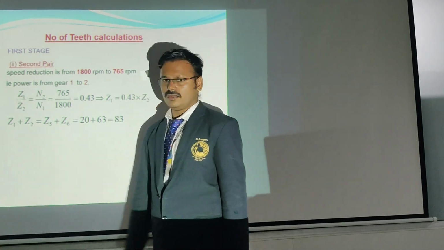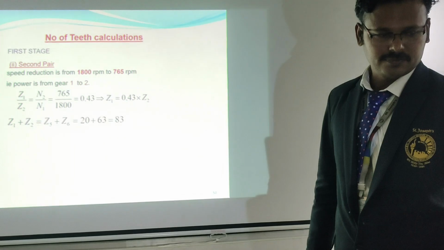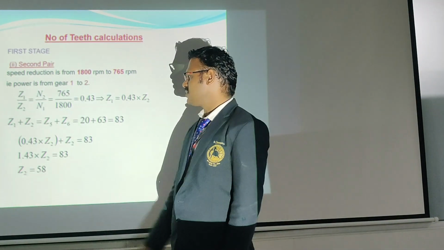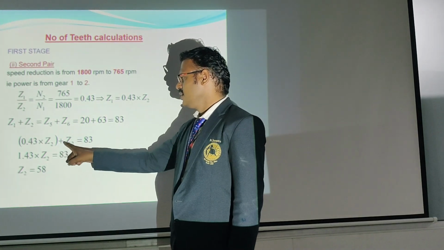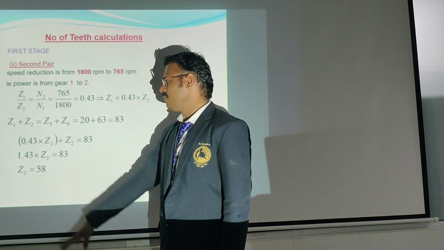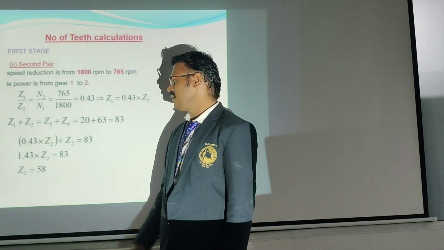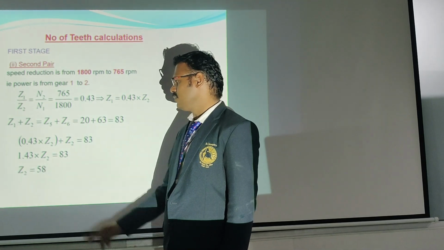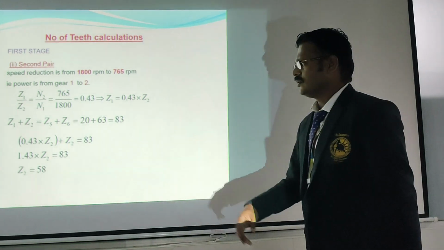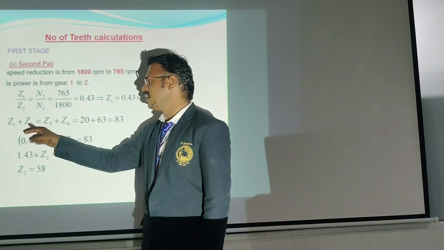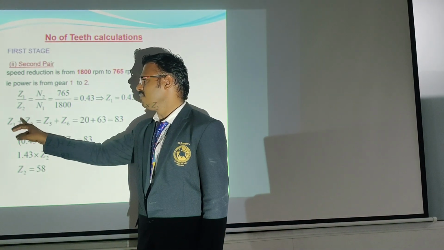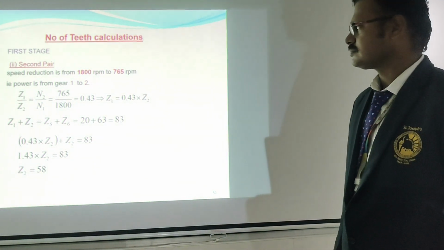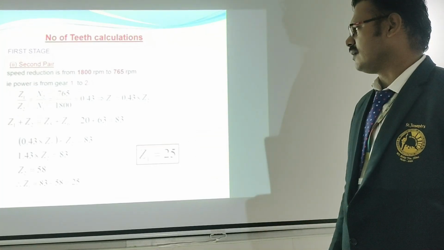We have to substitute here. So Z1 equal to 0.43 times Z2, plus Z2 equals 83. Here I can take Z2 as common. So 1 plus 0.43 will be 1.43. So 1.43 times Z2 equal to 83. So Z2 will be 58. We have to substitute this Z2 value here, and after substituting, we can get the Z1 value. Even we can substitute in the other equation also. So Z1 equal to 25.